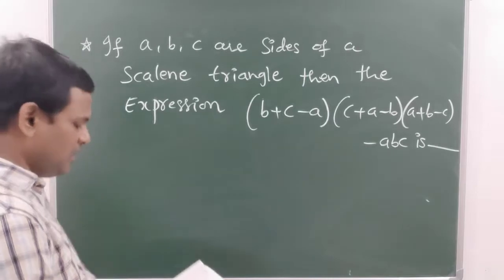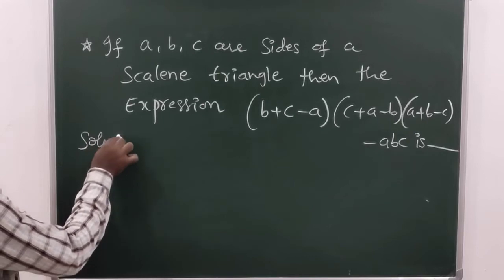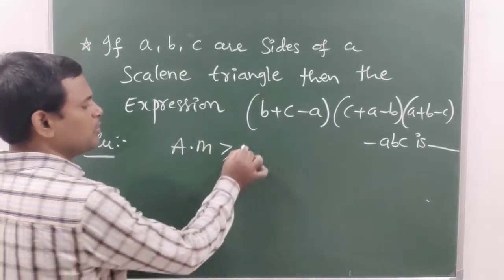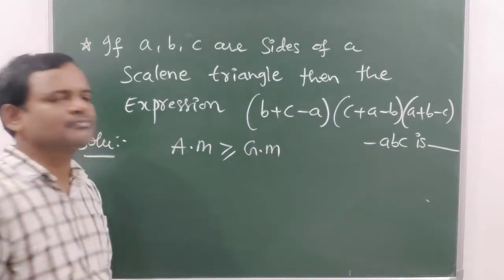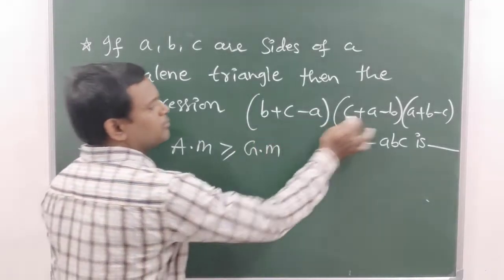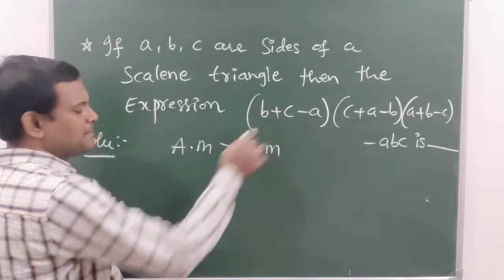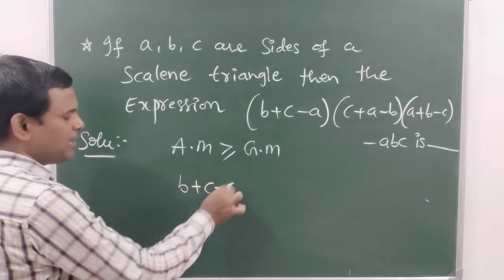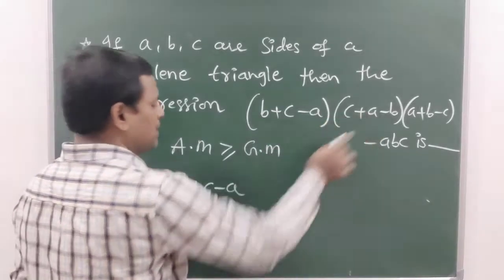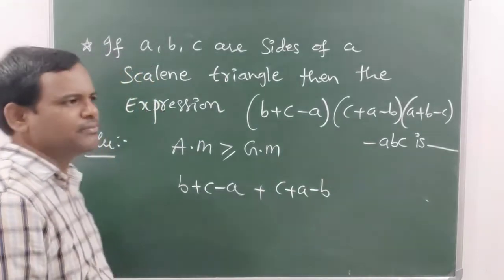See students, here I would like to take that relation, AM is greater than or equal to GM only. Suppose here take any two. See, B plus C minus A, this is one quantity. And C plus A minus B, this is one more quantity.